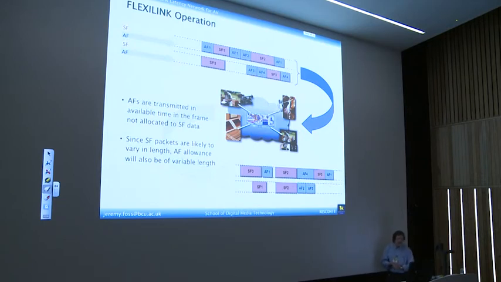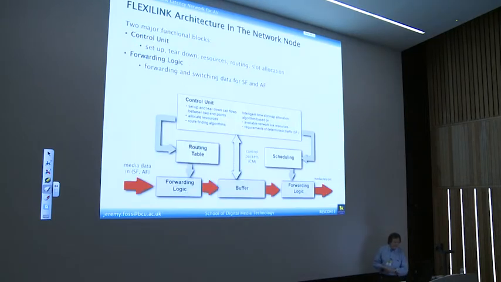So asynchronous flows are dropped into the bits in between, as and when they can be. It may be that an asynchronous flow packet needs to be split into two, so that half of it can be accommodated before a synchronous flow media packet and half of it afterwards. That's the sort of thing that we can do with this method of working.